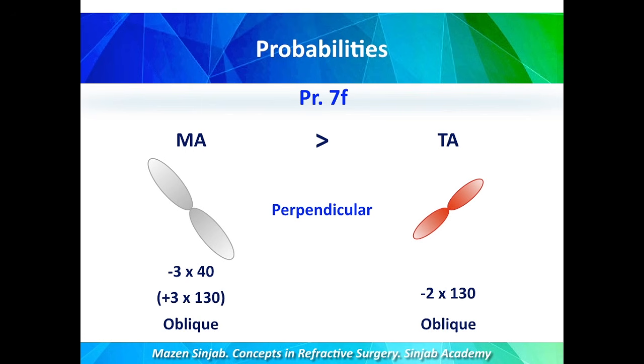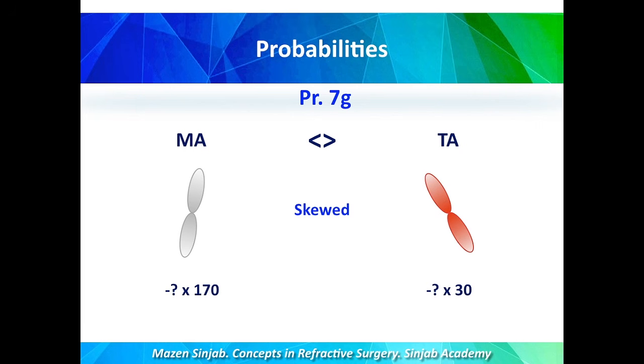In 7f, the same situation, but the amount of manifest is larger than that of the topographic. For example, -3 at 40 for the manifest and -2 at 130 for the topographic. The final probability is 7g, where they are not perpendicular to each other. They have different angles and different amounts.